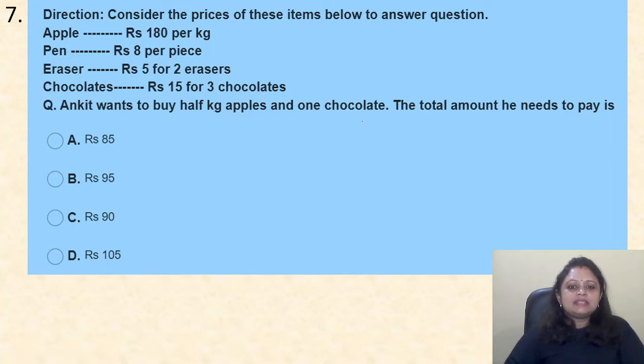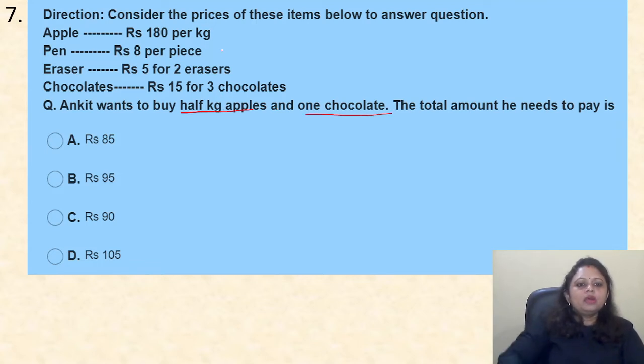Now consider the prices of these items below to answer the question. Apple rupees 180 per kg, pen rupees 8 per piece, eraser rupees 5 for 2 erasers, chocolates rupees 15 for 3 chocolates. Ankit wants to buy half kg apples and 1 chocolate. The total amount he needs to pay is option A rupees 85, B rupees 95, C rupees 90, D rupees 105. So the prices are given here. Ankit wants to buy half kg apples and 1 chocolate.